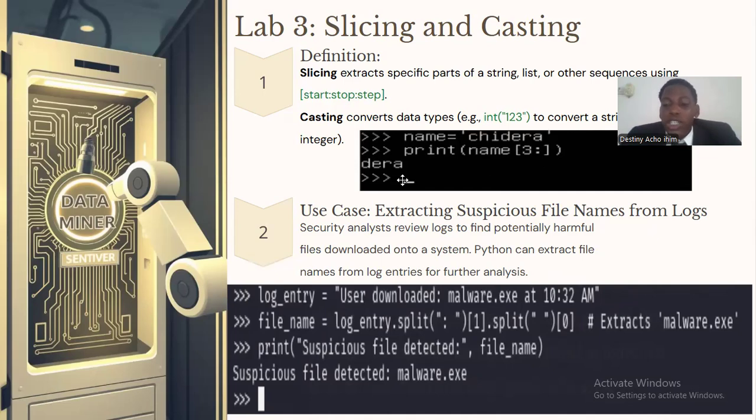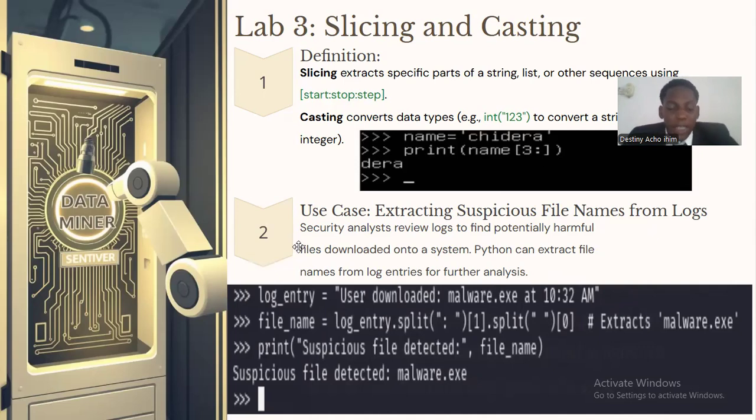So the use case that we're going to refer to is basically extracting suspicious file names from logs. If an attacker downloads malware onto a system, security analysts must identify the exact file name. So using Python can help search logs for entries containing download and extract the file name associated with them. This helps security teams quickly investigate and mitigate threats.